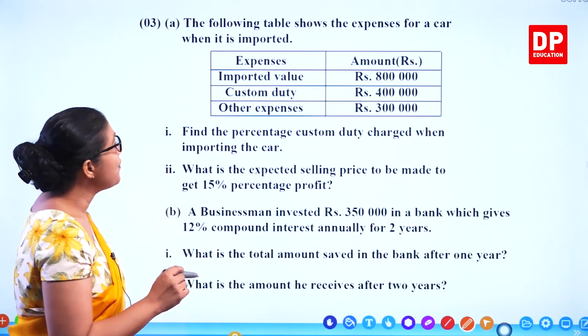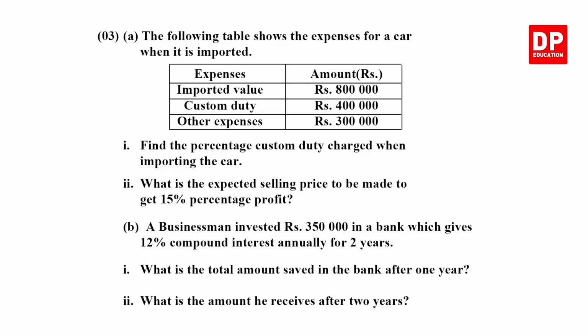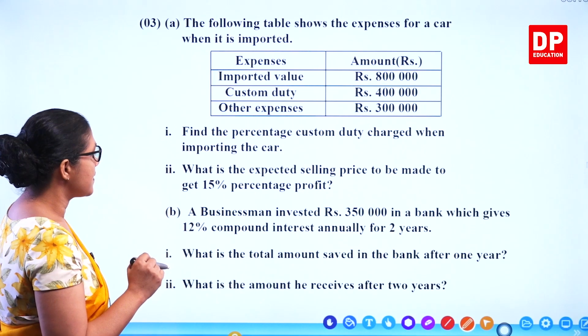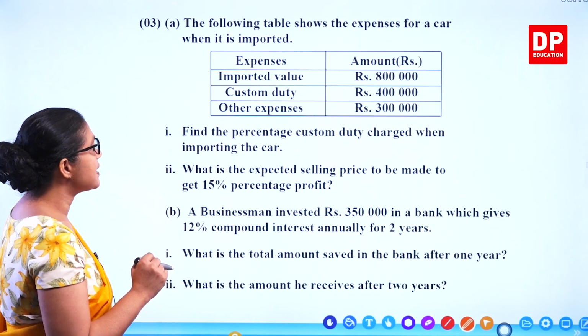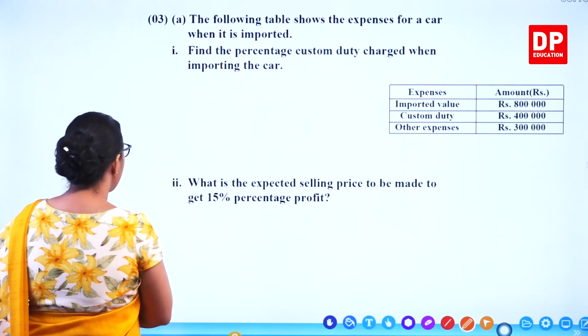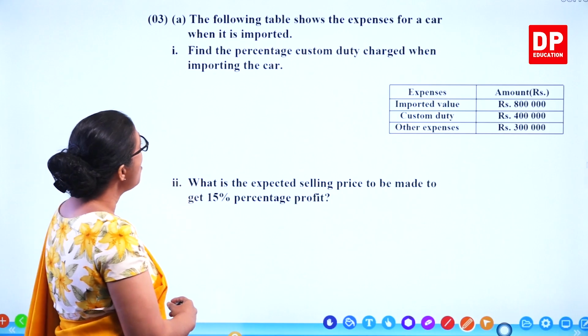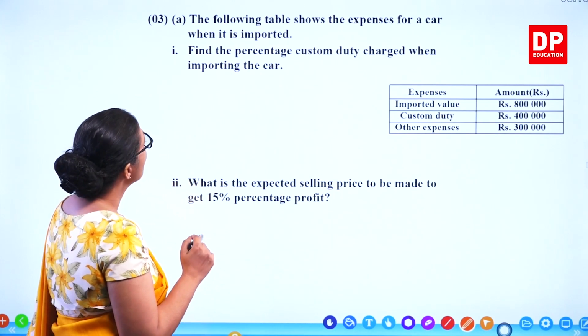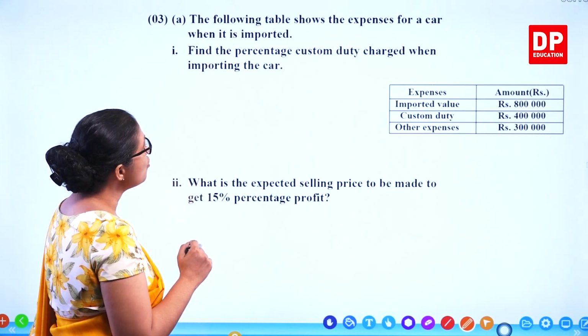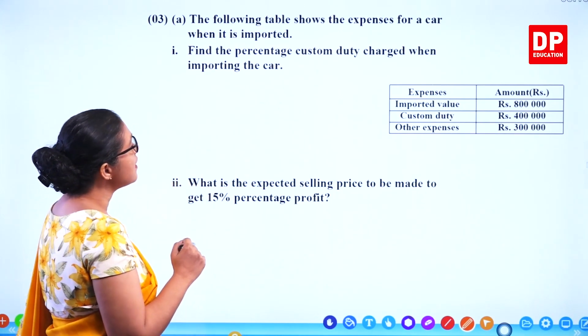Let's do question number 3. You get part A and part B, and several parts are there. So we'll do step by step. Question number 3, part A. The following table shows the expenses for a car when it is imported. Find the percentage custom duty charged when importing the car.